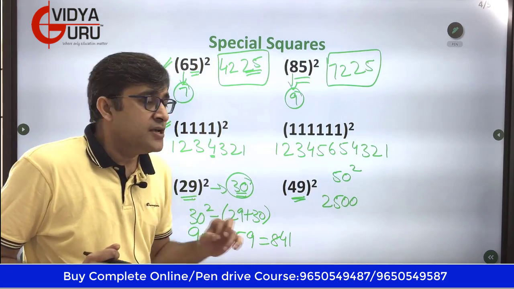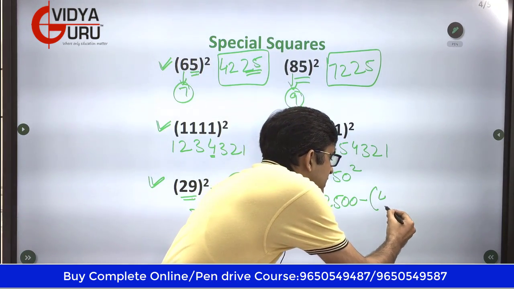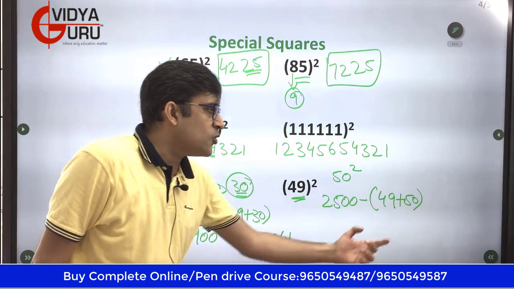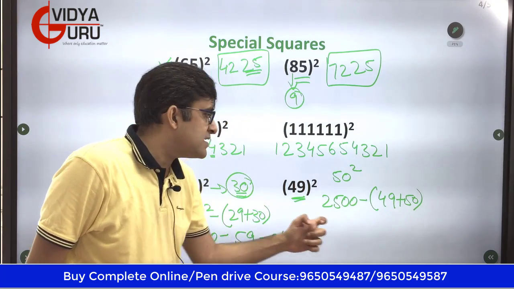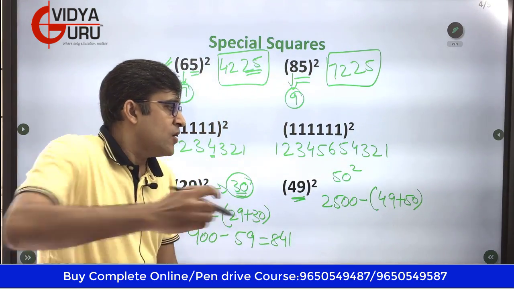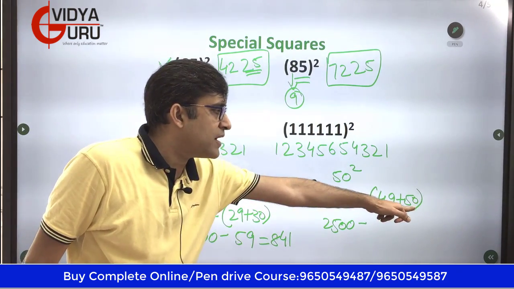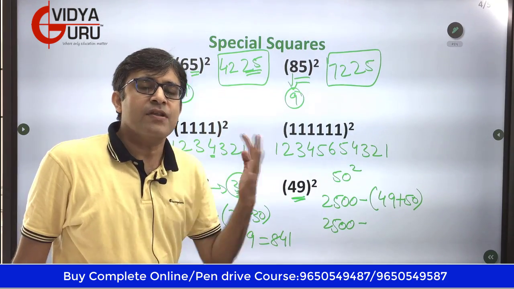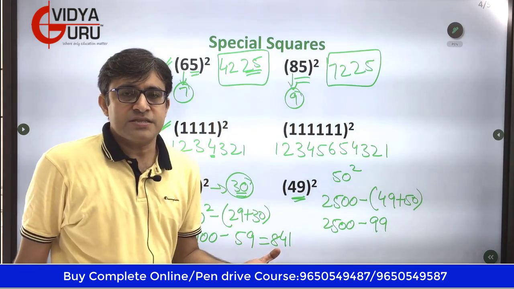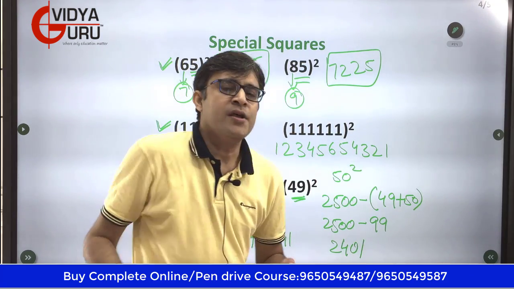From this 2500, what will I subtract? I will subtract the number 49 and of course I will add 50 to it. Sure? So I'm going to subtract the sum of the number and the next number. The next number is of course 50. So 2500 and I will be subtracting 99 because 50 and 49 will give me 99. So 2500 minus 99 and the answer will be 2401.